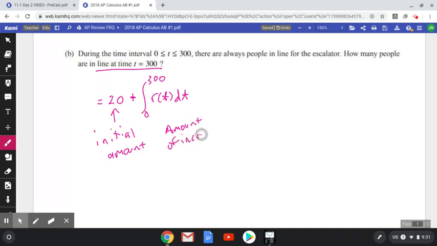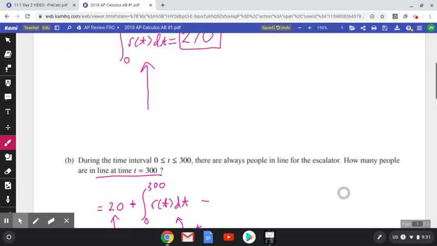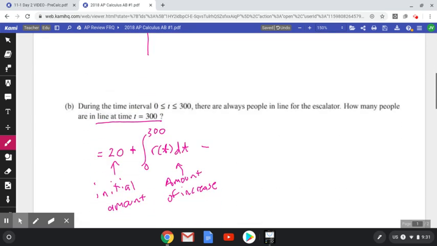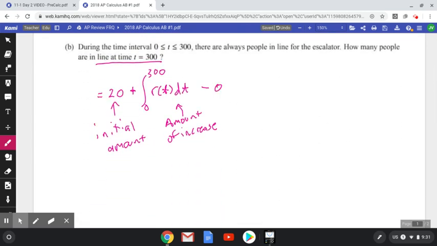And we still have to take into account the amount of decrease. So we're going to do minus. Now, if we look above, it says that the rate of decrease is at a constant rate of 0.7 people per second. So I have to take 0.7 and multiply that by how many seconds have gone by. So that's going to give us our amount of decrease. We don't need an integral for that one because we have a constant rate.